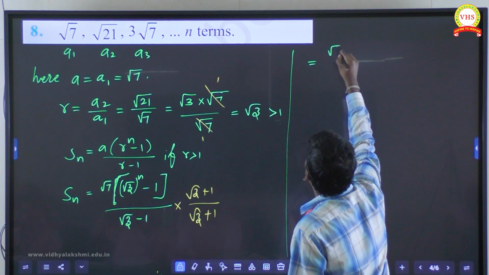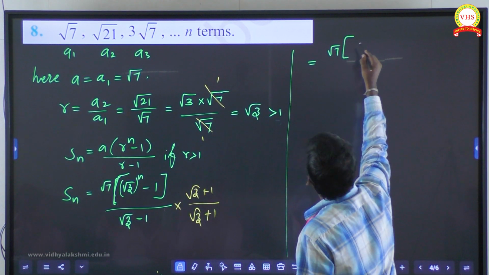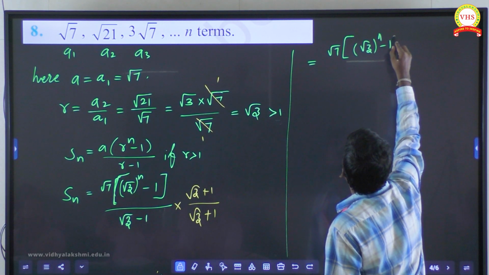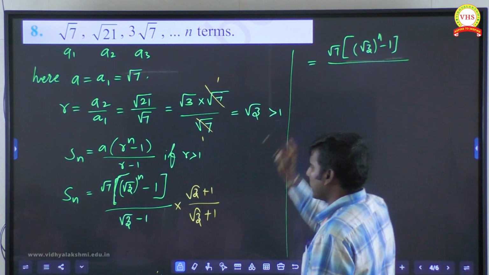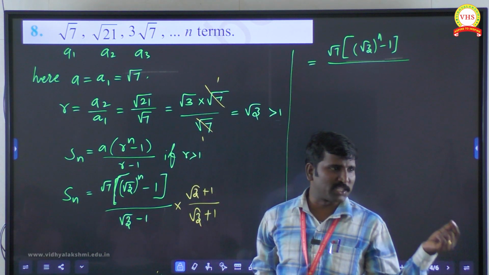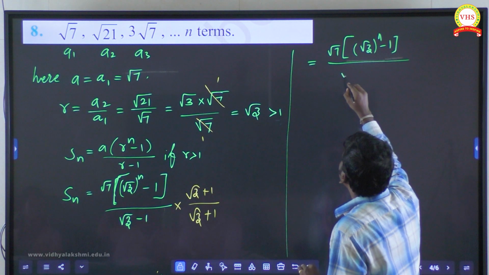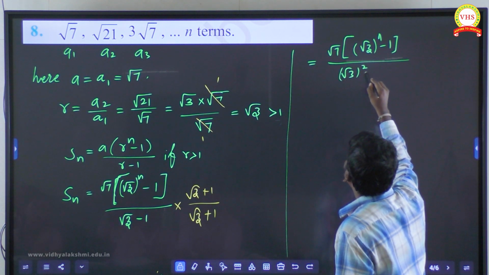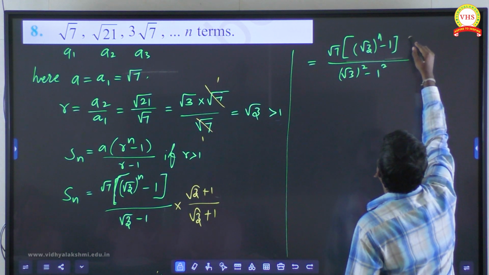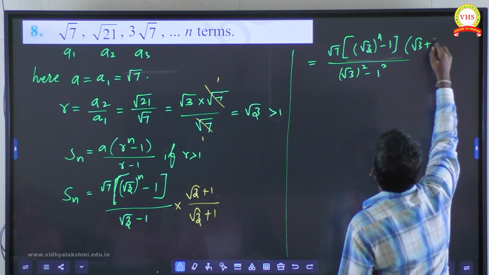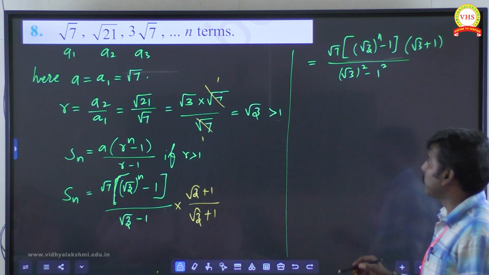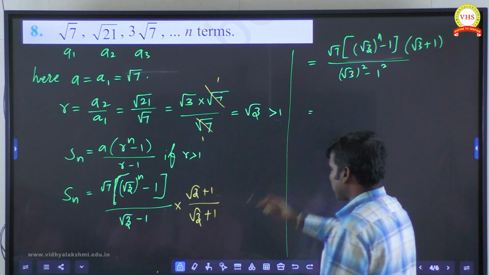So root 7, let it be as it is. And here, root 3 whole power n minus 1 whole divided by. This looks like a minus b, a plus b, so that is a square minus b square. That formula I'm going to use. So root 3 square minus 1 square I'm doing. And numerator what I have? Root 3 plus 1. If you need, that root 7 will be multiplied inside later. Based on the book back answer we will go.